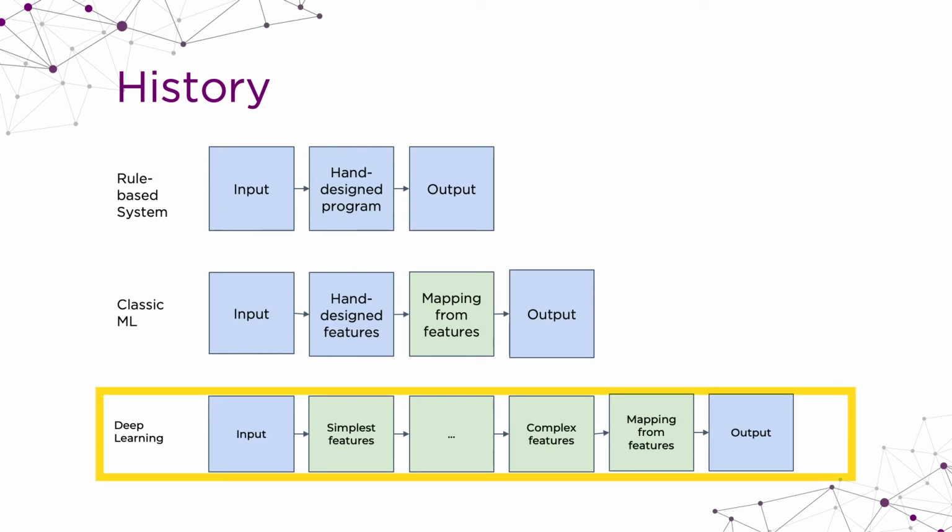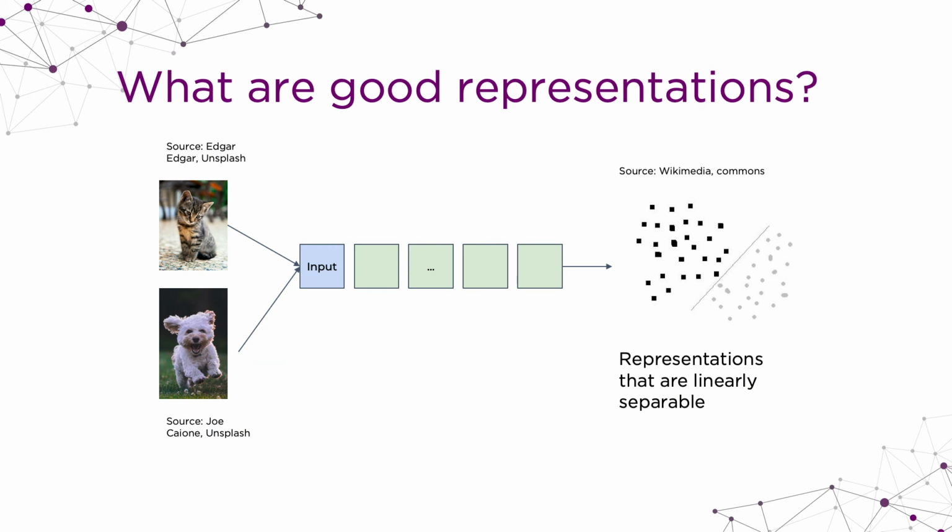Instead of trying to handcraft our own features like I did with this chair, we let the model extract the features itself, but we give the model the capacity to extract simple features at the beginning, and then build features that are more and more complex until the end, where we will predict a complex object like a cat, a chair, or something else. And so we can ask ourselves, what are good representations here?